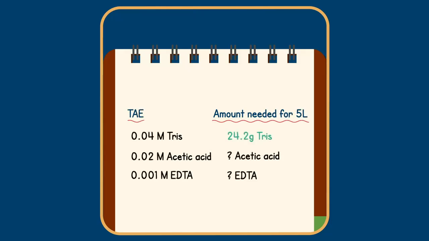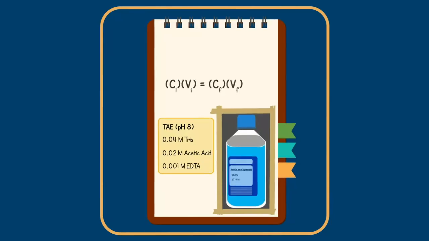Now it's time to figure out how much of our liquid ingredients to add. Since we're taking concentrated liquids and diluting them to get our desired final concentration in our TAE, we can use a really handy formula that goes like this. The concentration of our initial solution, multiplied by its volume, is equal to the concentration of our final solution multiplied by its volume. Let's use this equation to figure out how much acetic acid we need to add.